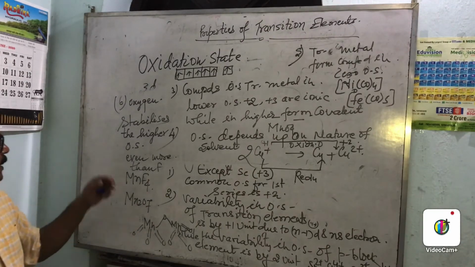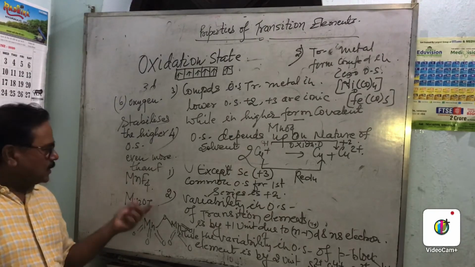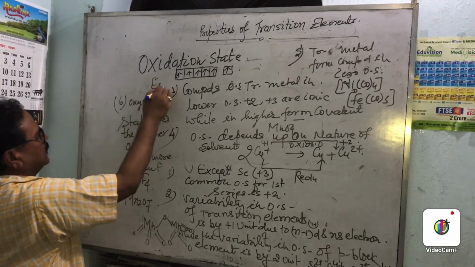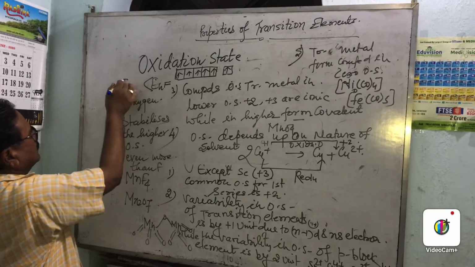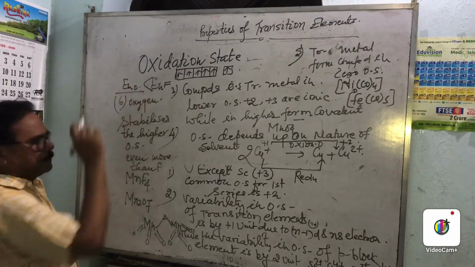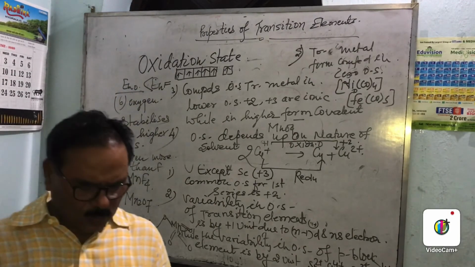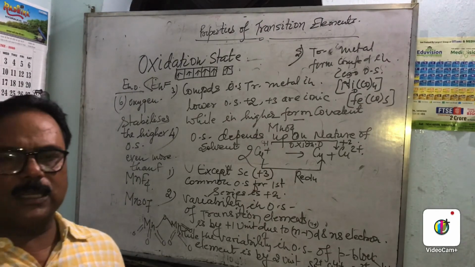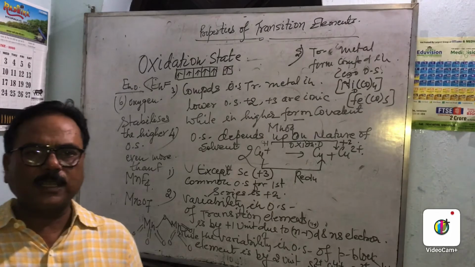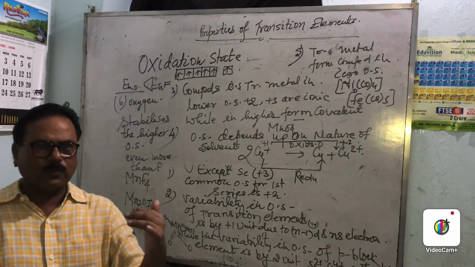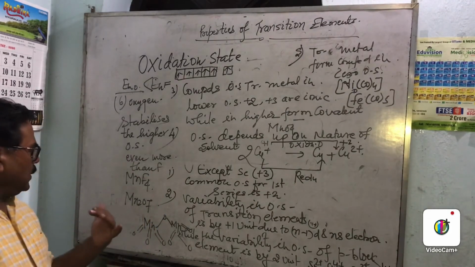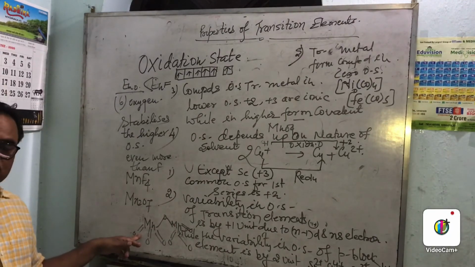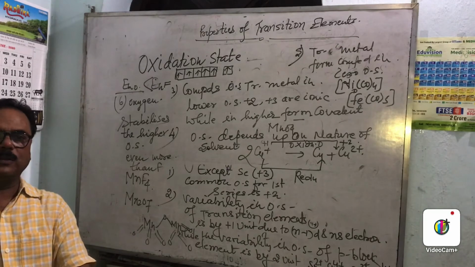So the question is based on the concept of the oxidation state. Why? Because F is the more electronegative element. If we compare the electronegativity of F and of oxygen, fluorine should have stabilized the maximum oxidation state, but it does not show it, and it is shown by the oxygen. Why? Because oxygen has a tendency to form multiple bonds.